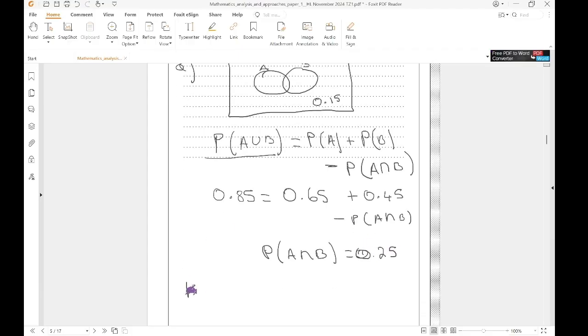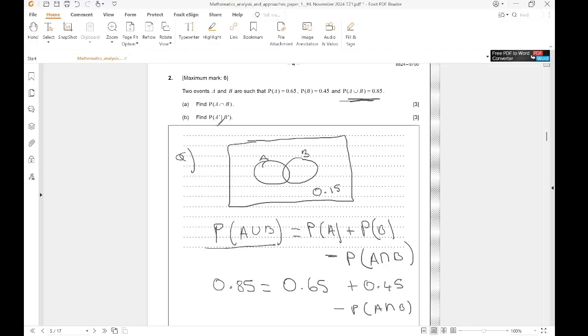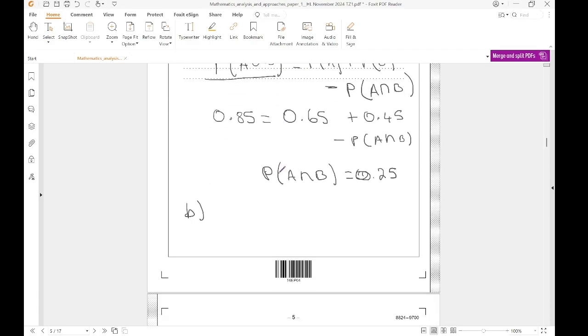Now let's do the B part. B part is find P of A dash given B dash. So this is a little bit harder. They're asking you to use a theorem that's given in the formula booklet that you have. The theorem is called, let me try to remember this, yes, it's called the Bayes theorem.